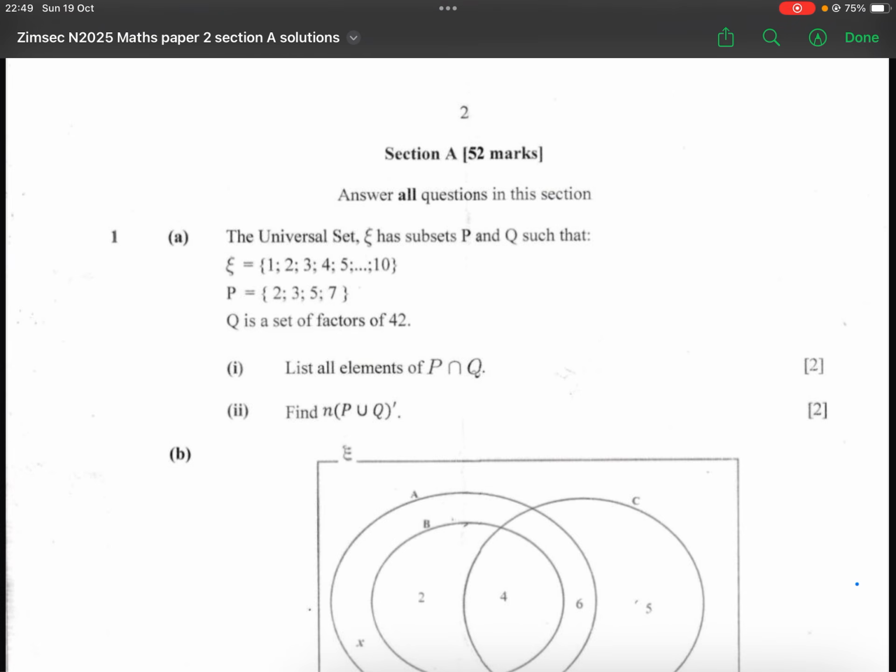Number 1 is reading. The universal set has subsets P and Q such that the universal set is having the elements from 1 to 10. P is having the elements 2, 3, 5, and 7. And then Q is the set of factors of 42. So on A part 1, we are required to list all the elements of P intersection Q.